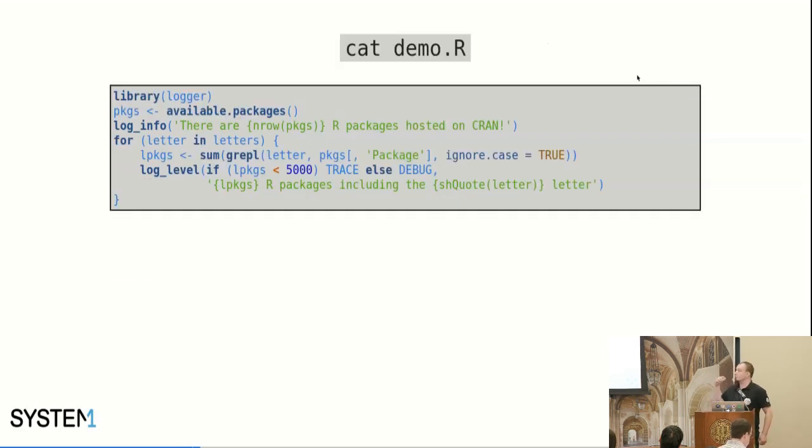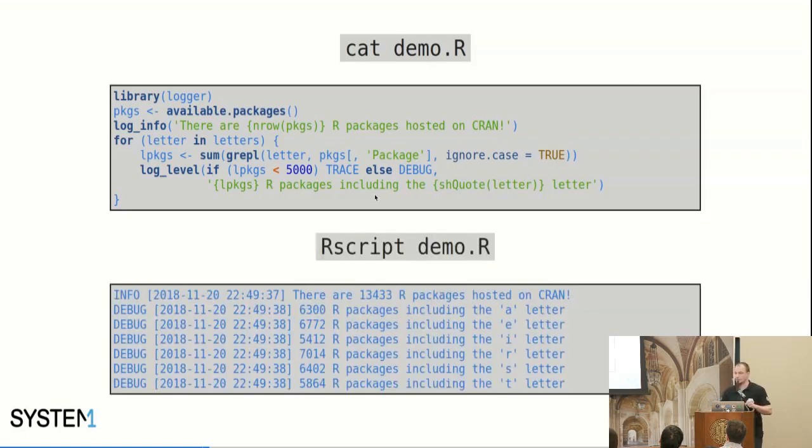And a few other things. Just for quick demo purposes, we have this short R script, which is loading the logger package. Then we are getting the list of packages from CRAN. We are just logging the number of packages being available on CRAN at that time. And there's a loop through all the letters of the English alphabet. And for each letter, we are just counting the number of packages including that letter, either in upper or lowercase. And then we write a log message with either the trace or debug level, which simply prints the number of packages including that. Let me run this real quickly.